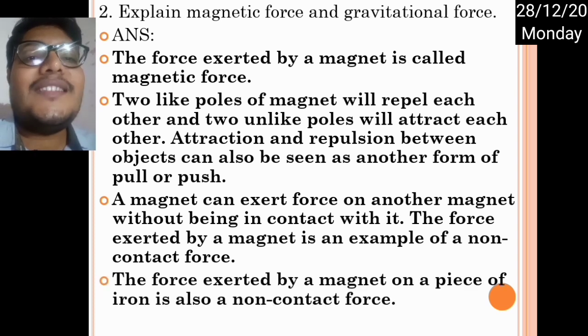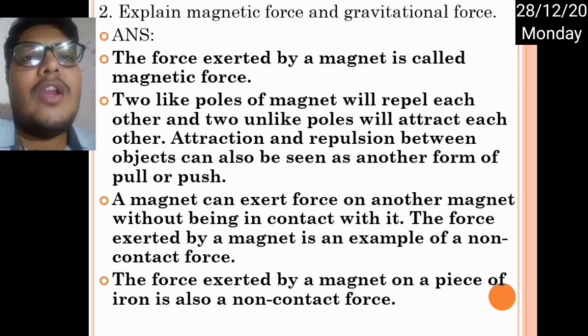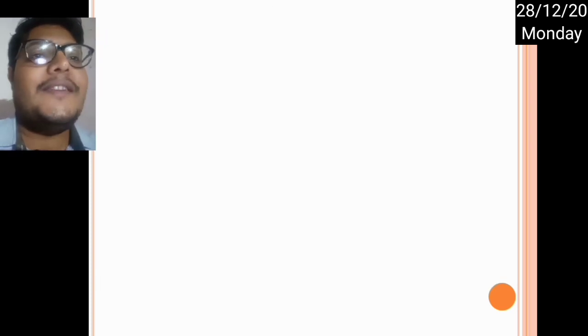The force exerted by a magnet on a piece of iron is also a non-contact force. Now if that magnet is applying force on an iron piece, that is also a non-contact force. So this explanation is about magnetic force. Now let's see gravitation.